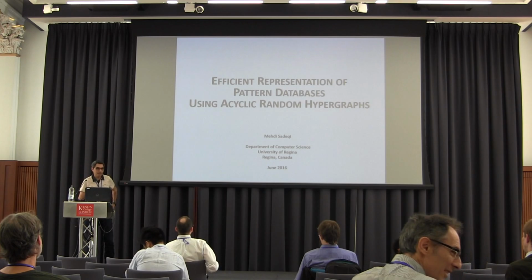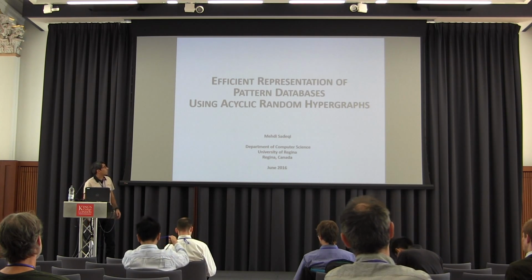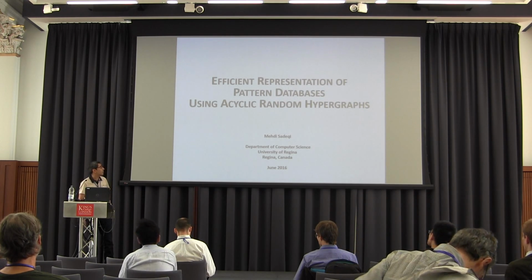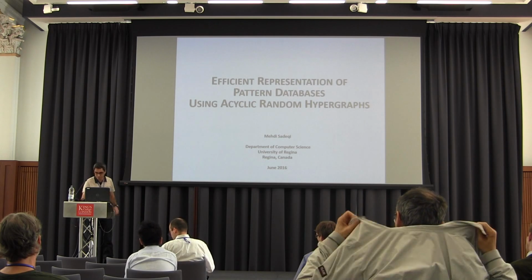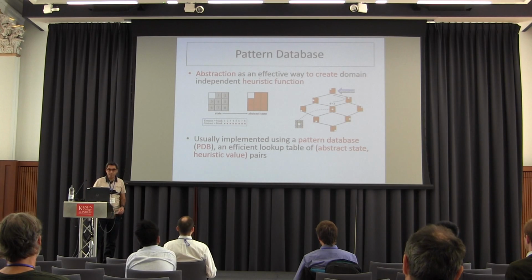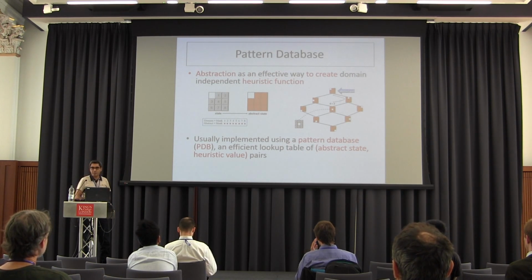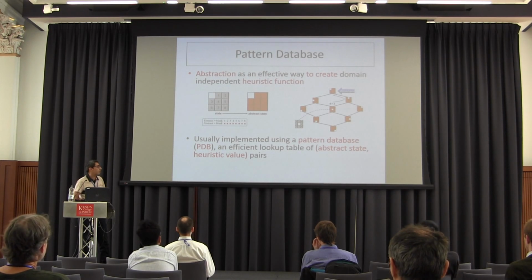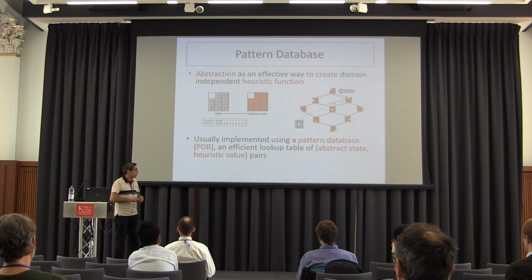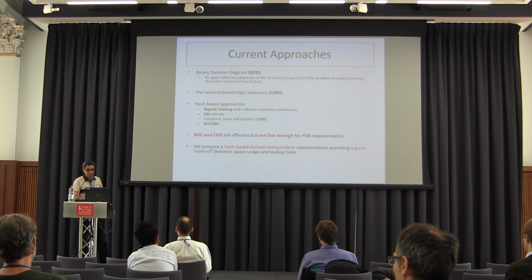Hello everyone, and my name is Acyclic, and today I'm going to talk about a new approach for representing pattern databases using acyclic random hypergraphs. So we know that abstraction is an effective way for creating domain-dependent heuristic functions, which is usually implemented as a pattern database that is simply an efficient, fast lookup table of abstract state and heuristic value pairs.